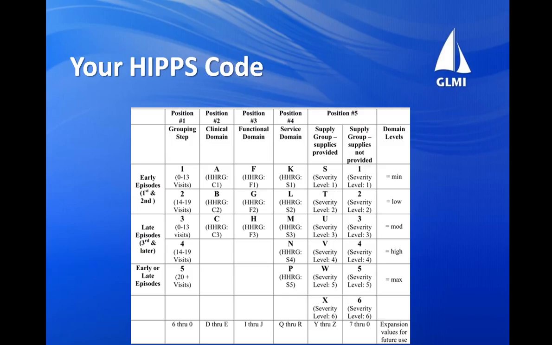Here you can easily see the components that make up your HIPS code. You have 5 separate components, and you can see them here on your column headers. The first position has to do with grouping, second from your clinical domain, third functional, fourth service domain, and the fifth will be your supply. Also notice the column on the left-hand side that determines episode timing. This will help to determine your category as well.